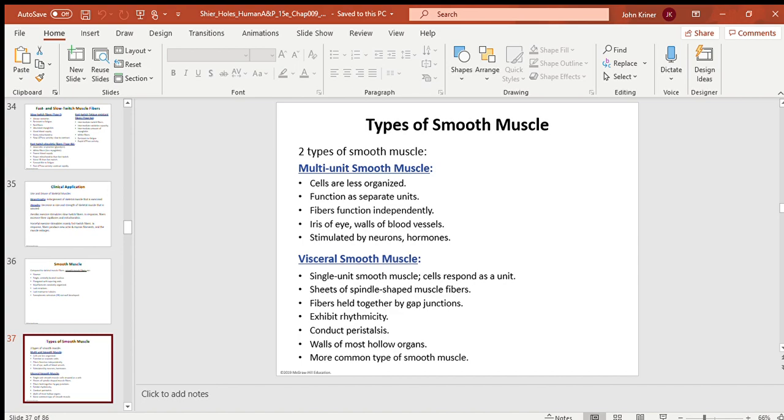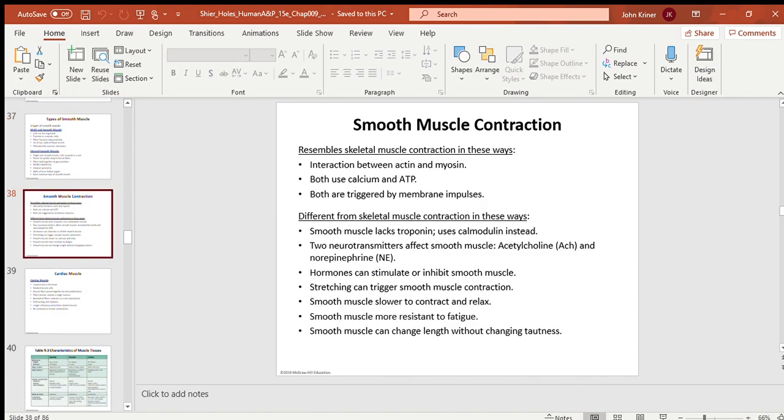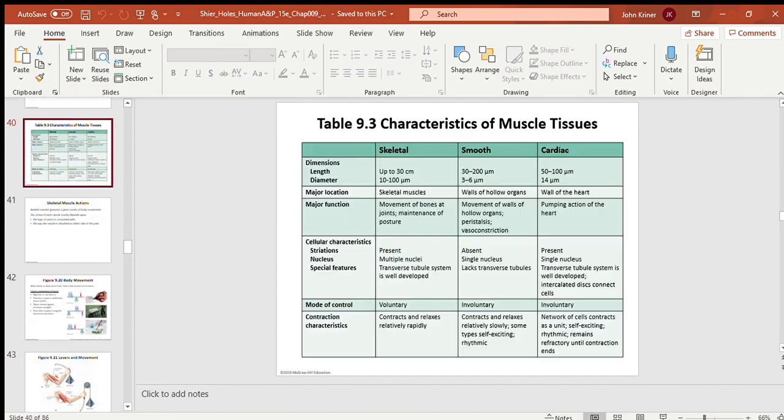Okay, two types of smooth muscle, the multi-unit and visceral. Just know they exist. Smooth muscle, moving on. Okay, we're going to skip the rest of those, and we're going to come right on down to this table.